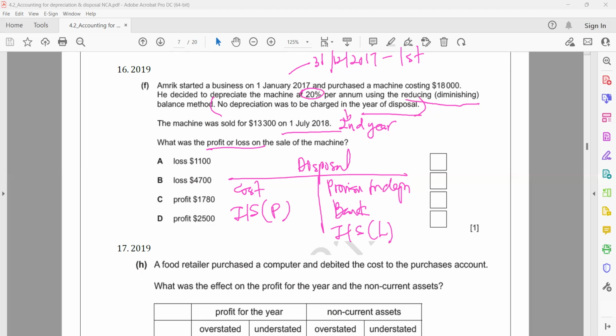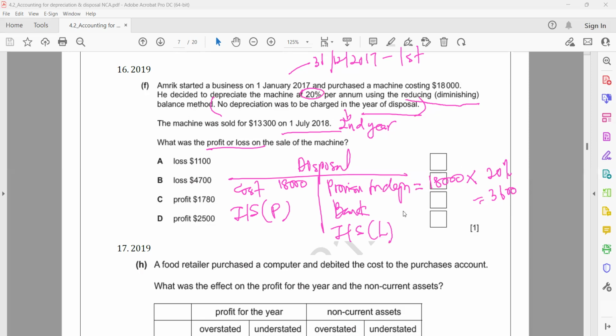A. You get A, loss. Okay. The cost is 18,000. The provision for depreciation, this one, because this is only 1 year, so you take 18,000 times 20%, which is 3,600.